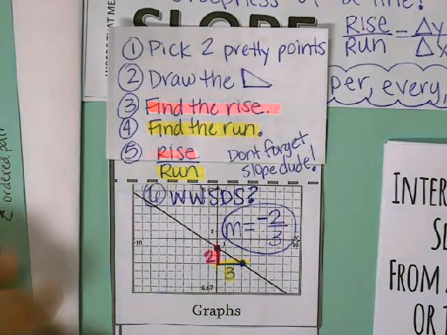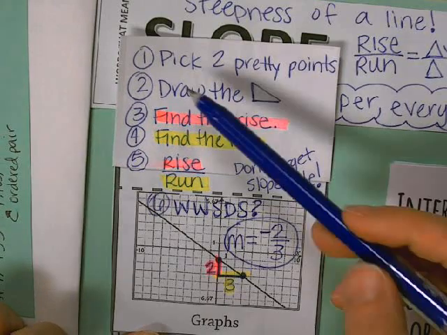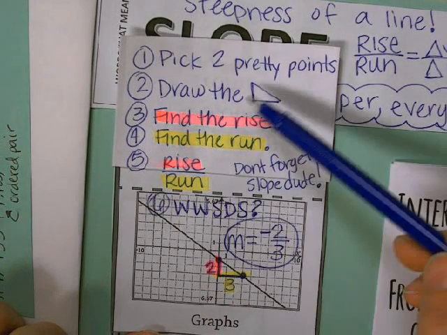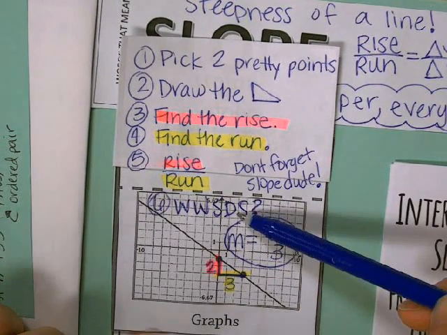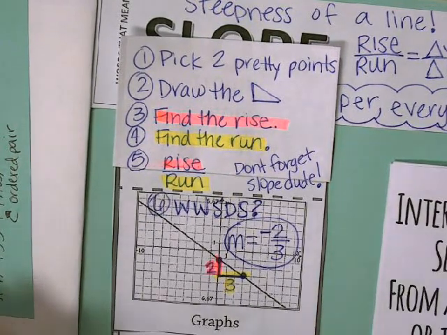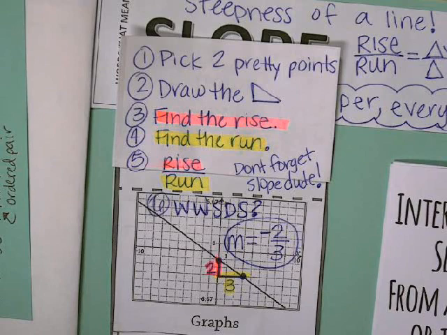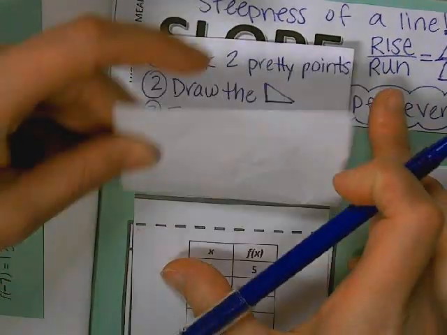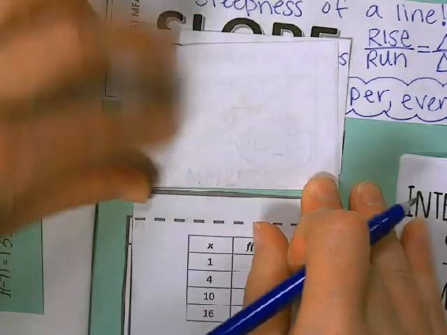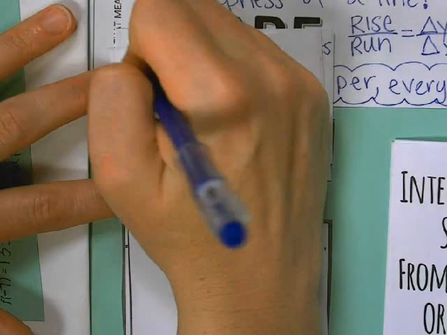Alright, so on the graph, it's 6 steps. Pick two pretty points, draw the triangle, find the rise, find the run, write your fraction, and don't forget about Slope Dude. Okay, let's talk about tables. Let's turn it to the next one. And here are the steps for tables.